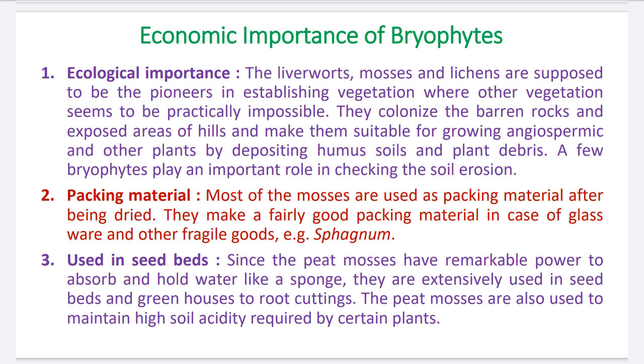The liverworts, meaning Hepaticopsida members, then mosses, Bryopsida members, and lichens. Okay, lichen is one of the plant groups which is made by structural and functional combination of algae as well as the fungi.